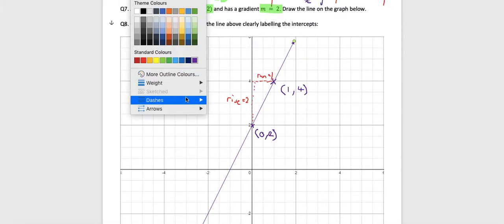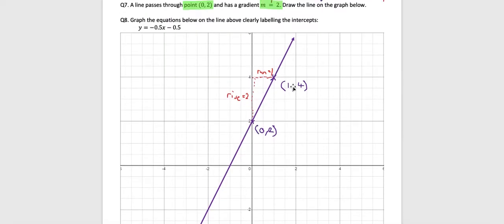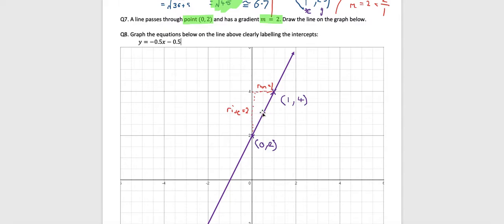Now coloring it in, changing the white so it's nice and visible. Perfect. So what we've done here in Q7, we've got a line that passes through point (0, 2) and it's got a gradient of m equals 2. Now the next question goes, graph the equations below on the graph above, clearly labeling the intercepts.